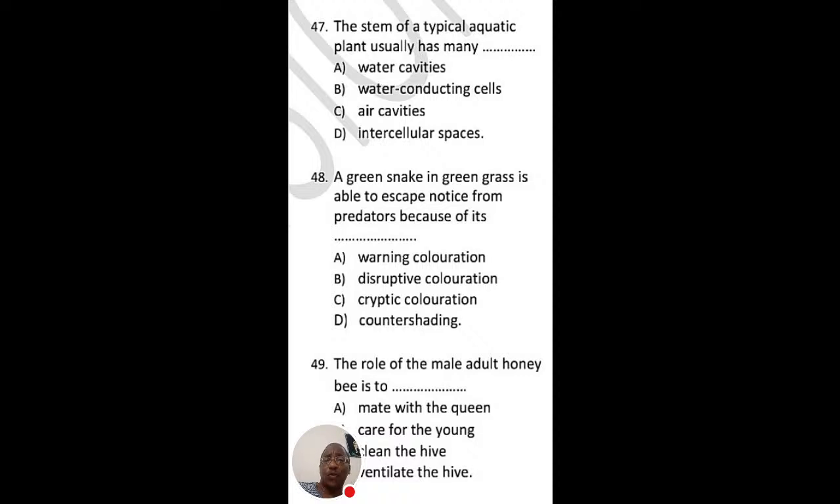In their own case, they produce pigment from their skin. This pigment they produce comes from special cells in their skin called chromatophores. Okay? That was not mentioned here, just in case those types of things come up in another question. So the answer to number 48 is C, cryptic coloration.